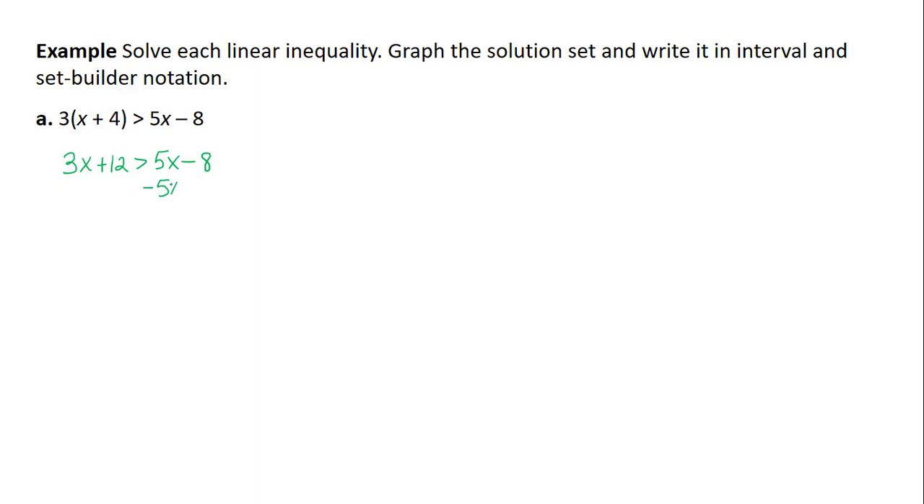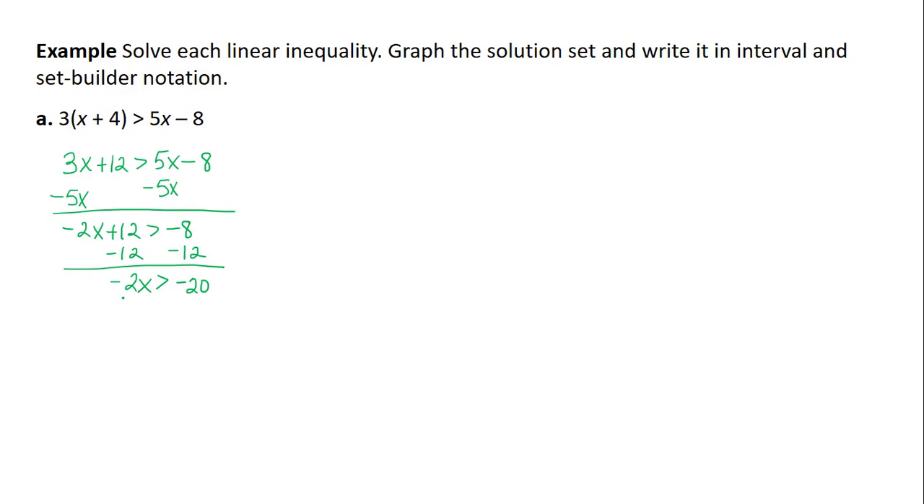Subtract 5x from each side. This gives us negative 2x plus 12 is greater than negative 8. Now we subtract 12 from each side to get negative 2x is greater than negative 20.